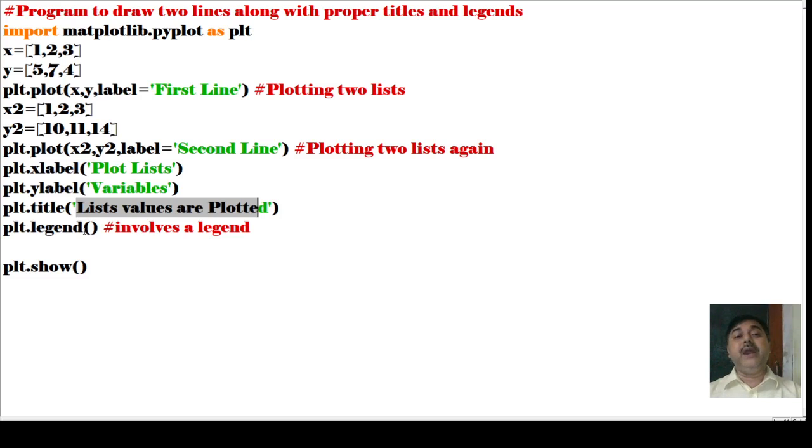Okay, so plt.plot, what to plot? x comma y. What is the name of that particular label? The label name has been given as first line. Next what you can find? x2, there I have given some values 1, 2 and 3. y2 I have given some values 10, 11 and 14.